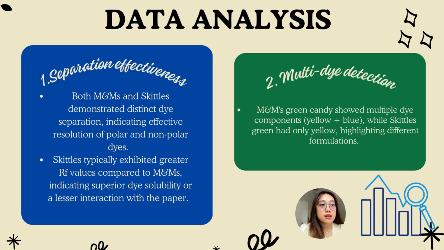And then next is multi-dye detection. NMN green candy shows two components, which are yellow and blue, whereas Skittles only has one, which is yellow. This highlights the difference in formulation.